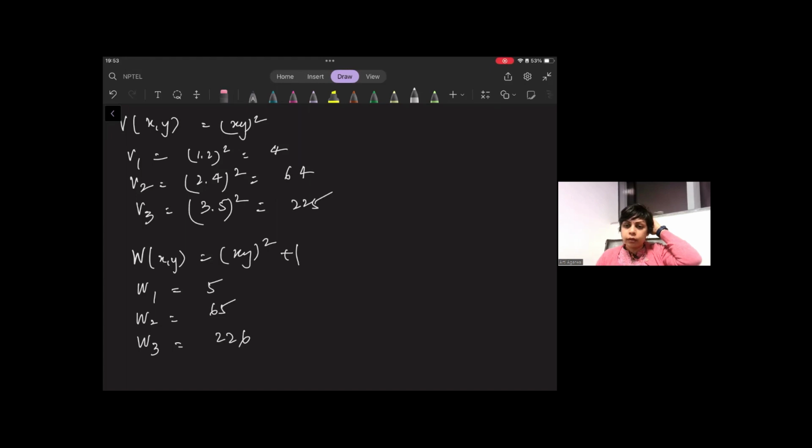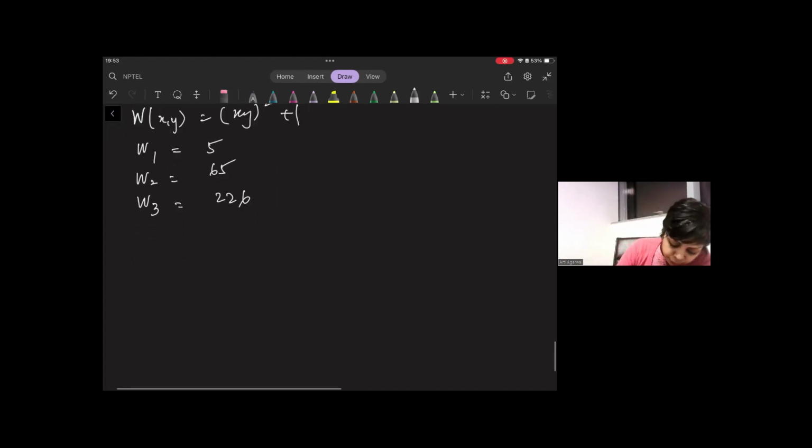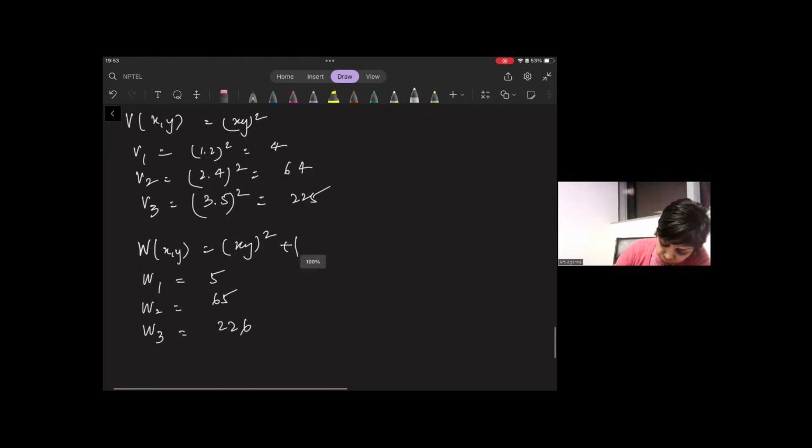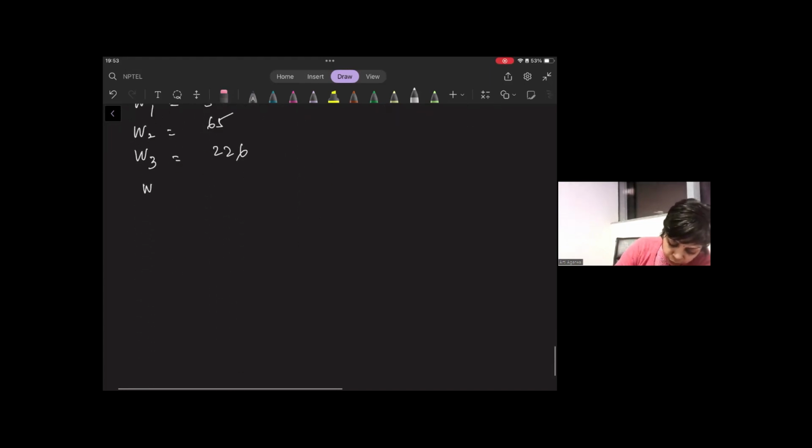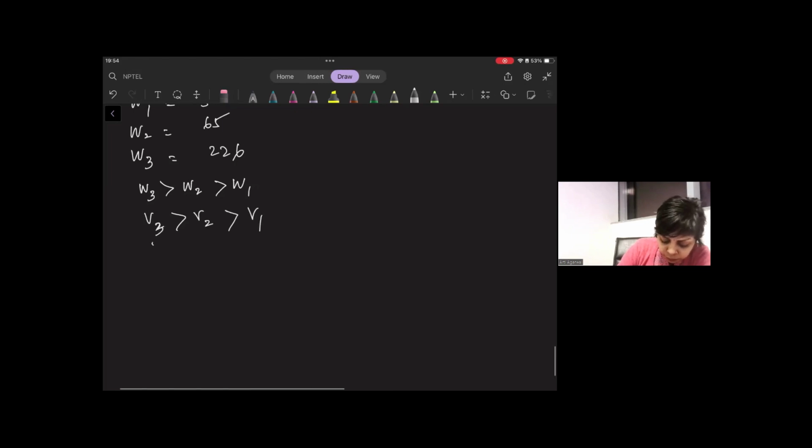All we're concerned with is the ordering. What is the order of the utility values? What we know is that W3 is greater than W2 is greater than W1, and V3 is greater than V2 is greater than V1, and U3 is greater than U2 is greater than U1. That's what I mean by ordering. The ordering is the same for all three functions. Yes? Any problem in this part?